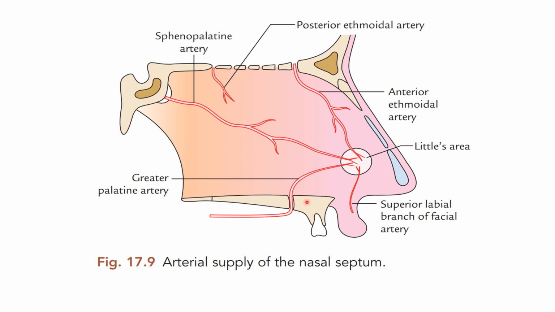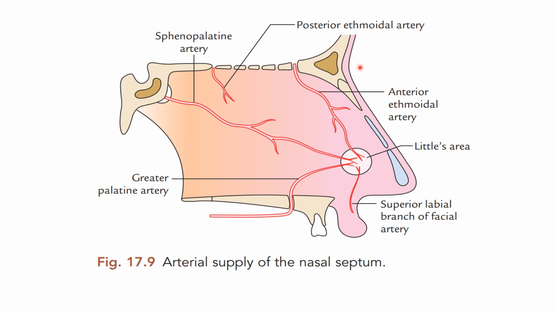So this is a diagram which is given in Vishram Singh. So this is the anterior ethmoidal artery. This is posterior ethmoidal artery. This is the sphenopalatine artery. This is the greater palatine artery and superior branch of facial artery. You can see all this anterior ethmoidal, sphenopalatine, greater palatine and superior labial are coming and anastomosing at a place which forms the Little's area. It's known as Kiesselbach's plexus. We'll be talking about it in the clinical aspect.